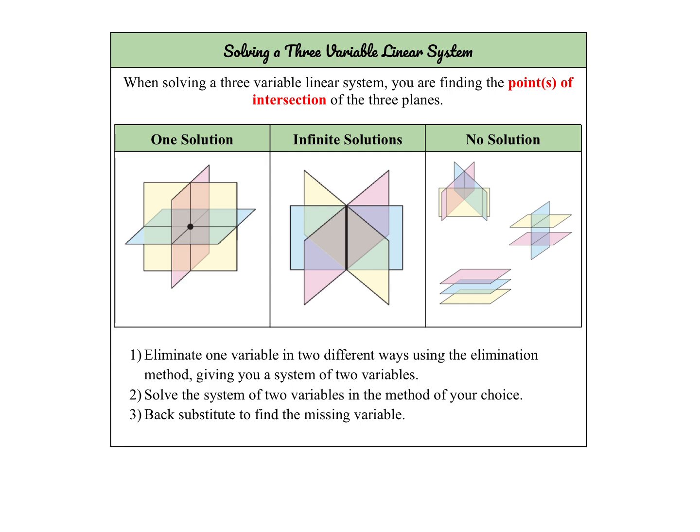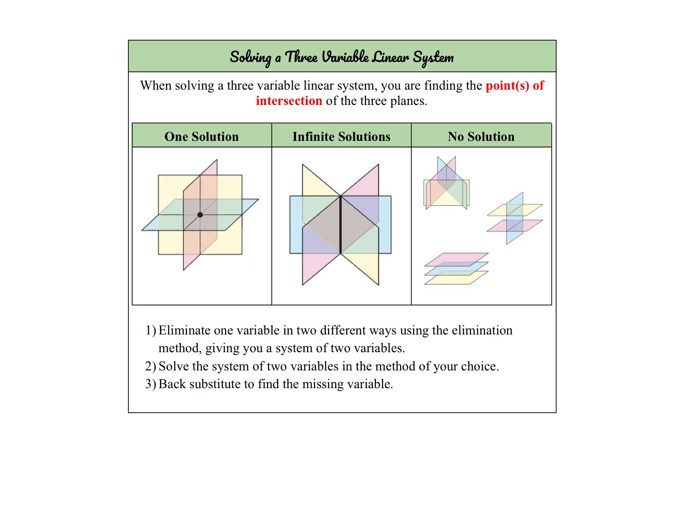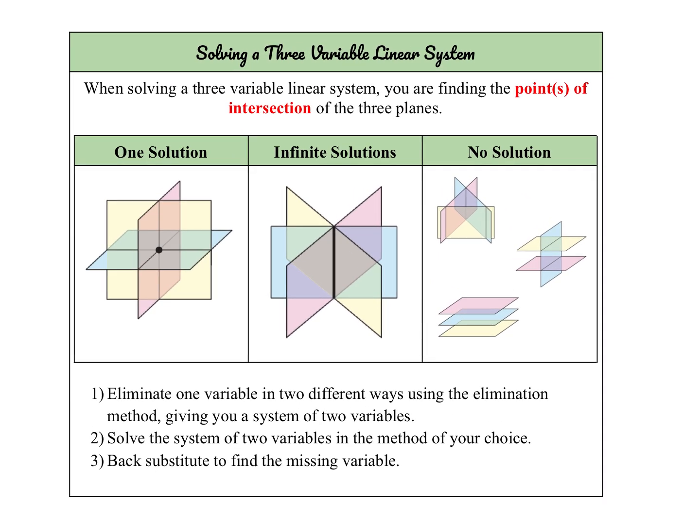So now that we've done a little review on how to solve a system of 2 variables, now we're going to be solving a system of 3 variables. They're still going to be linear systems, but now we're going to see x, y, and z. So when we're solving a system of 3 variables, we are looking for the point or points of intersection, just like we were before. But this can kind of occur in different ways.